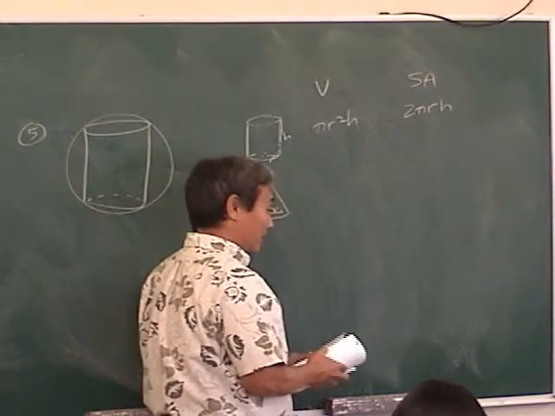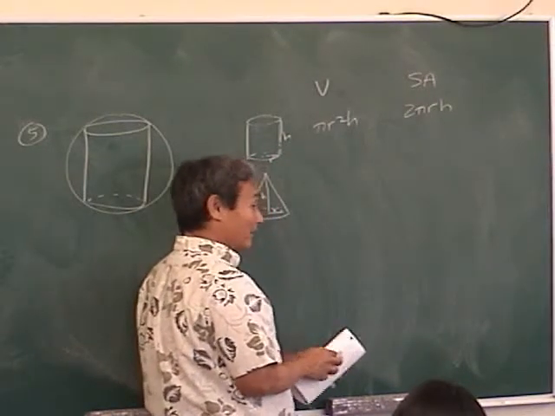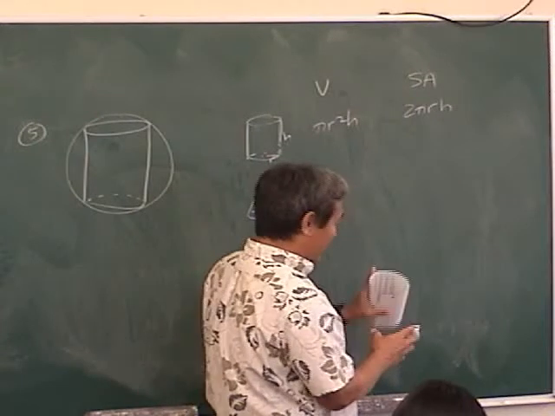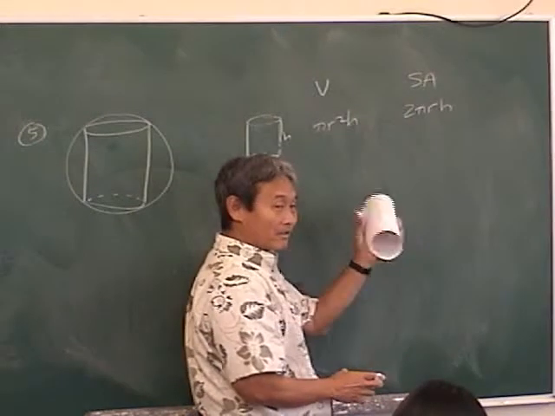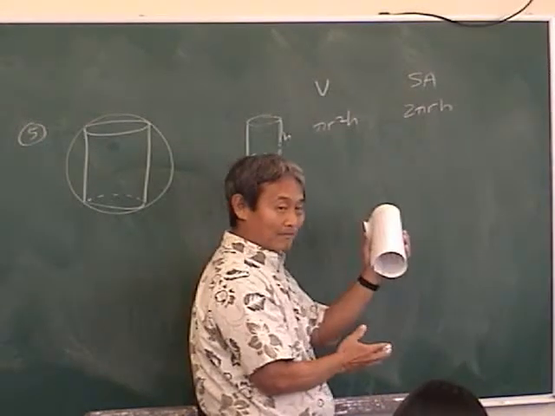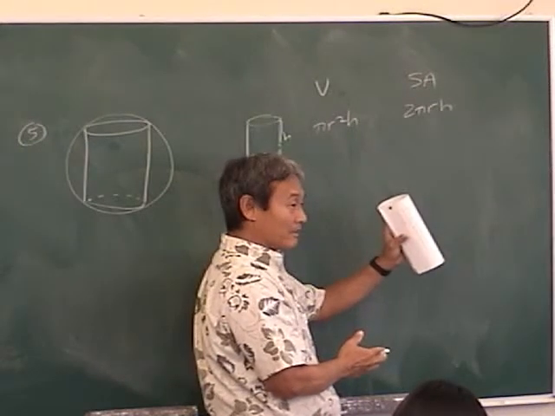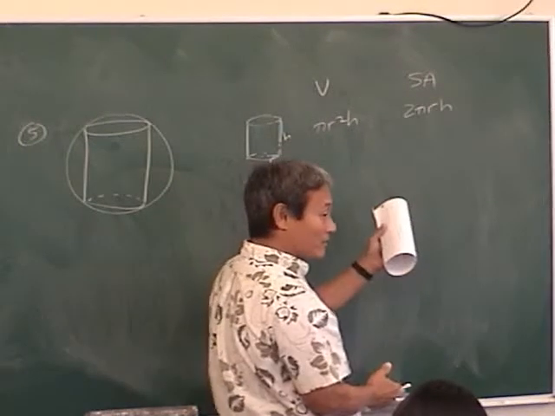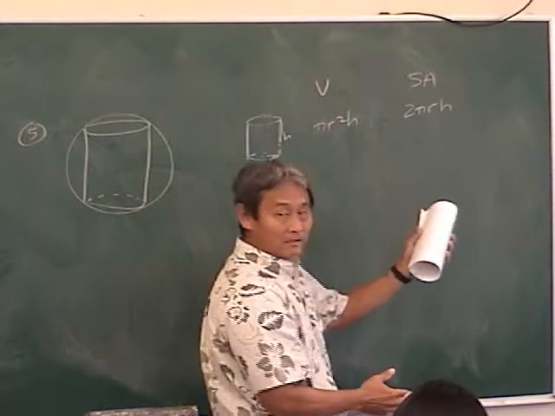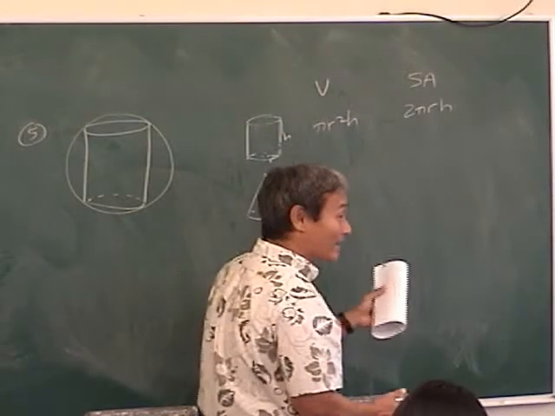Well, what about it? Yeah, what about it? Exactly. What about it? This is a cylinder, people. A cylinder does not have a top and a bottom. If it had a top and a bottom, you know what it's called? A can.